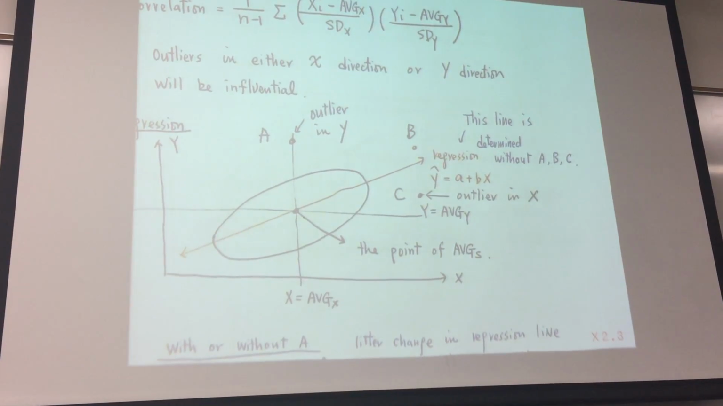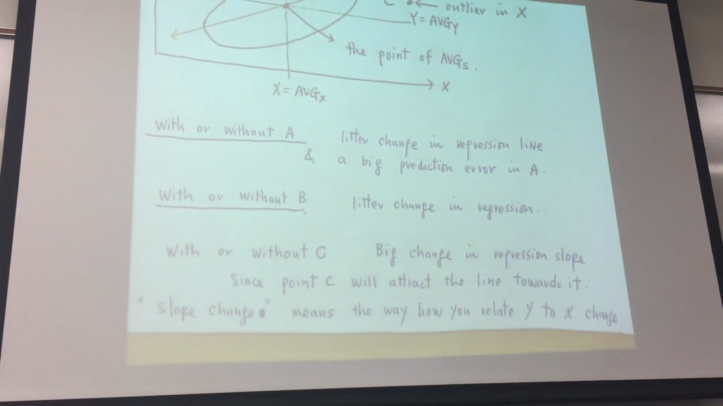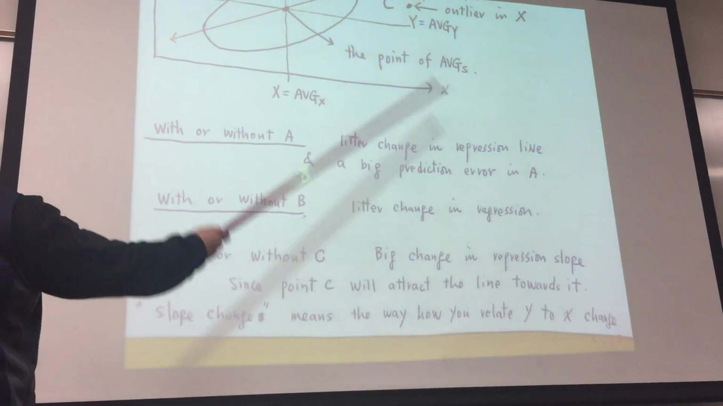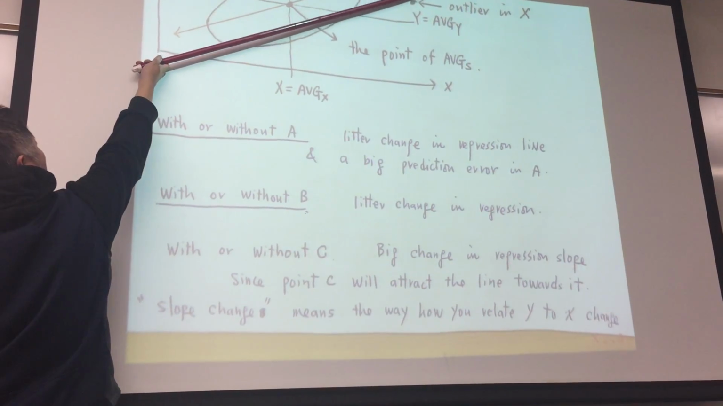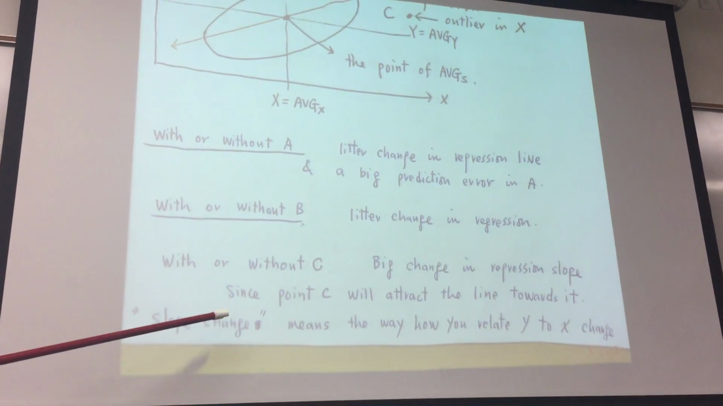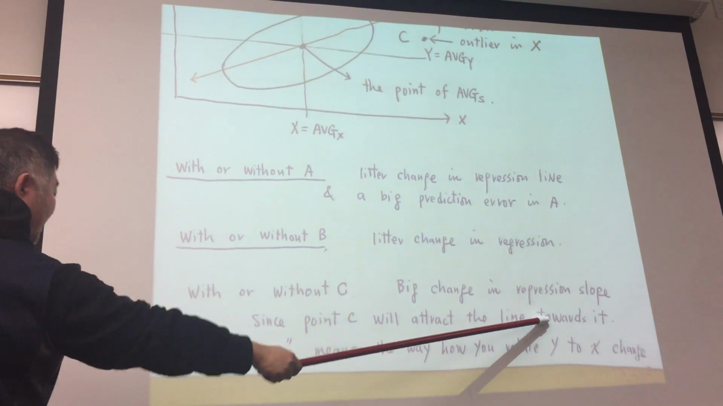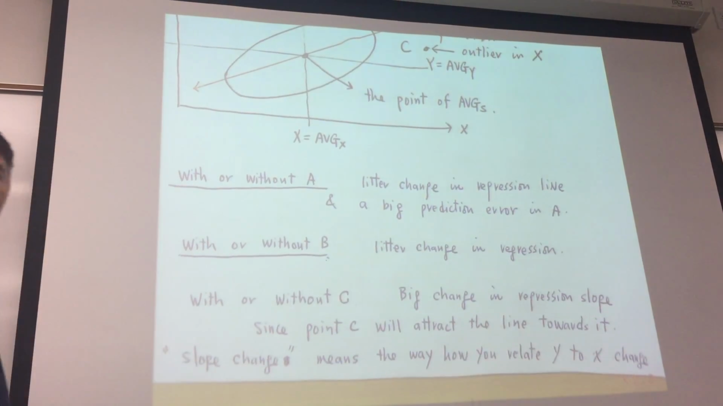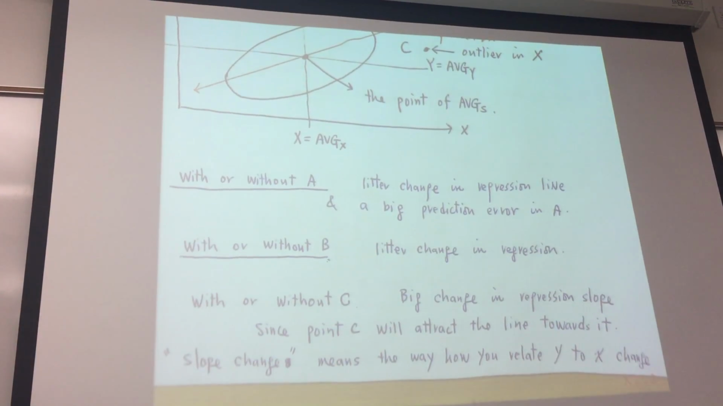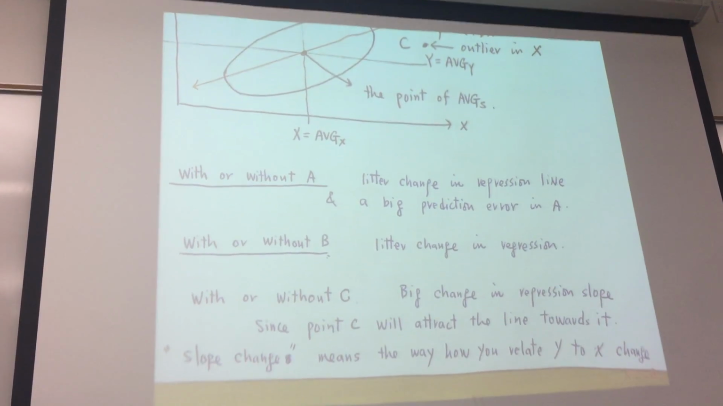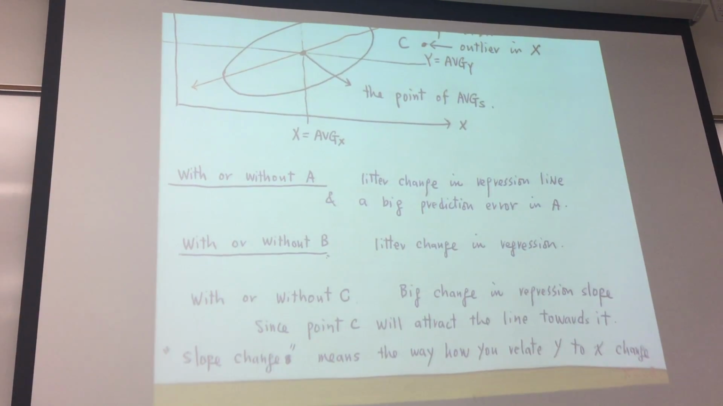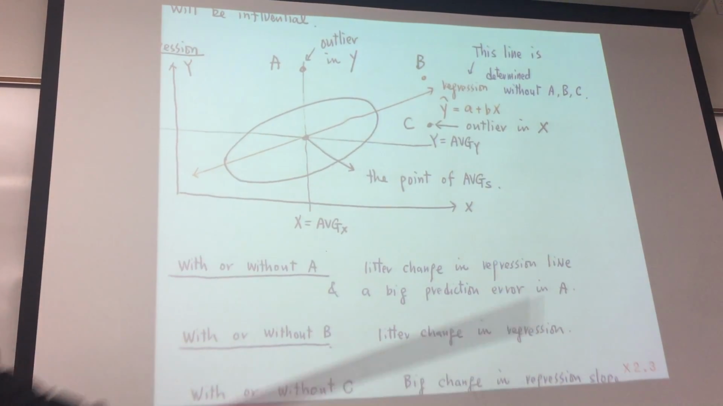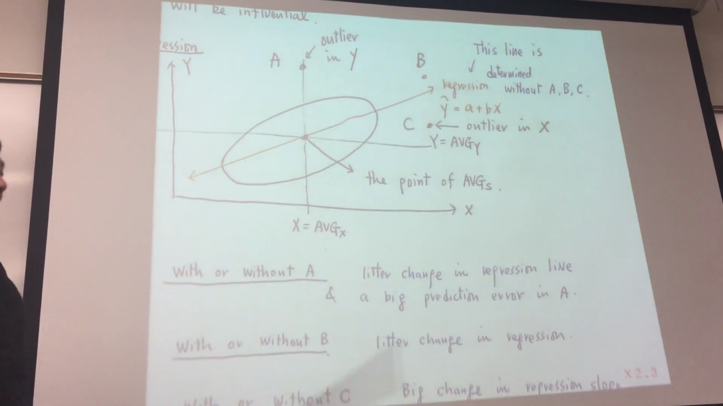So let's look at the bottom. With or without C, big change in the regression line because you rotate it. It makes the line close to C. And since point C will attract the line towards it, the slope changes, which means the way you relate Y to X also changes. Is that okay? That's why it's influential. Is that okay? So in this given picture, A and B are not influential. Only C is influential. Is that okay?